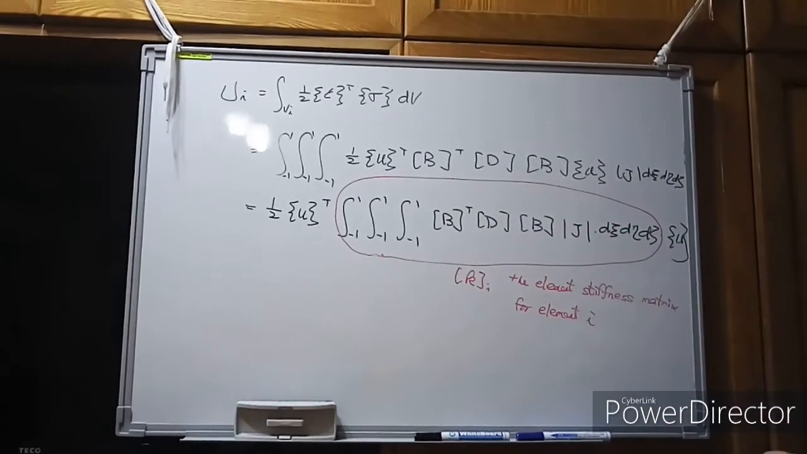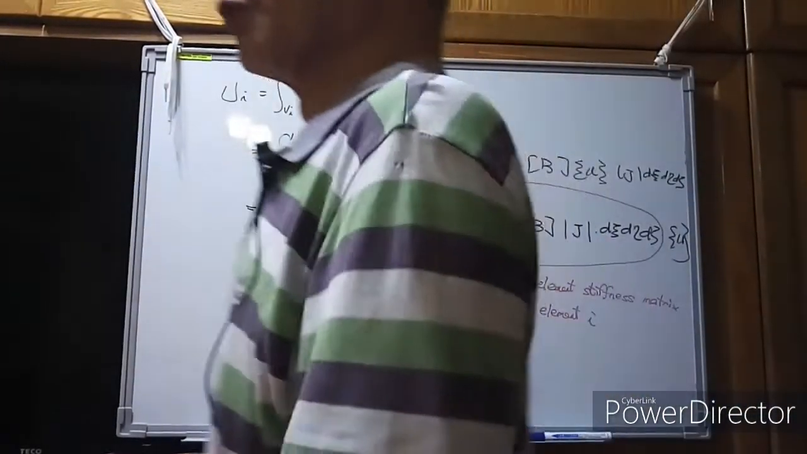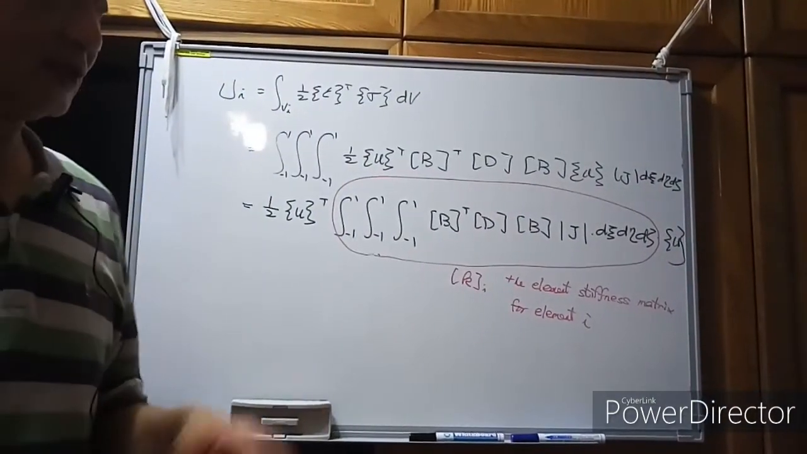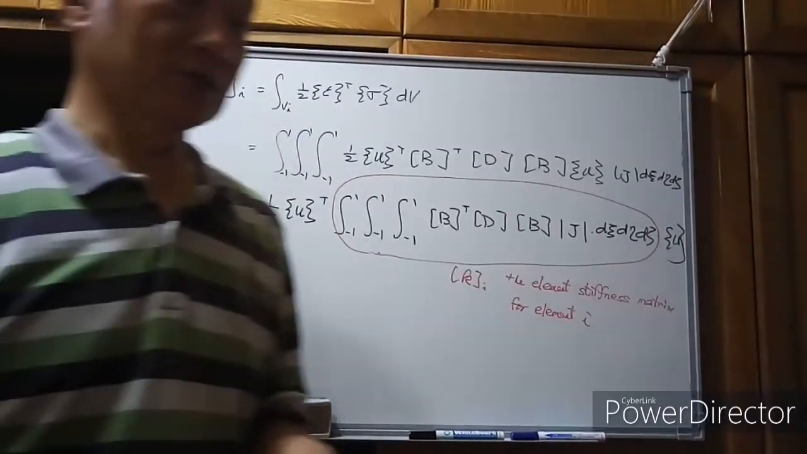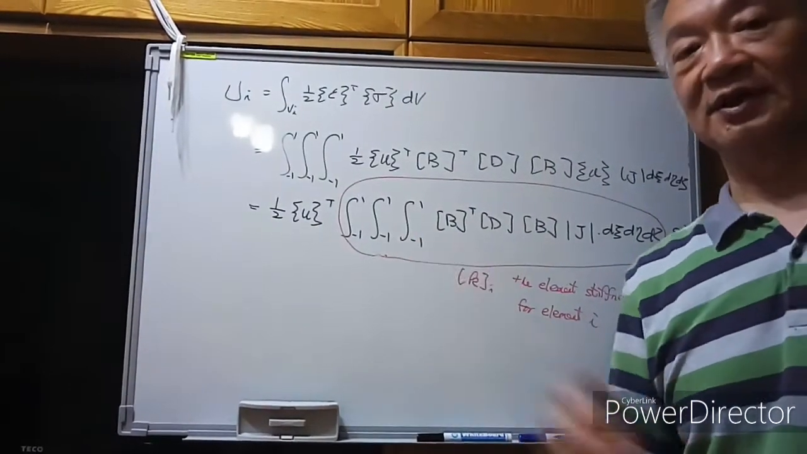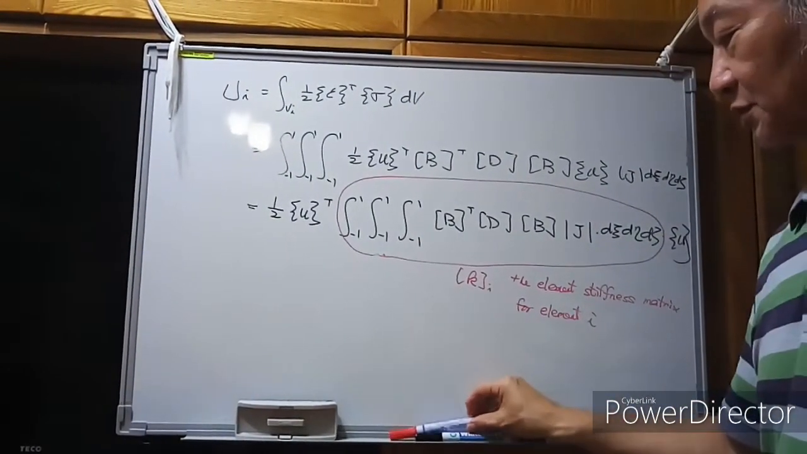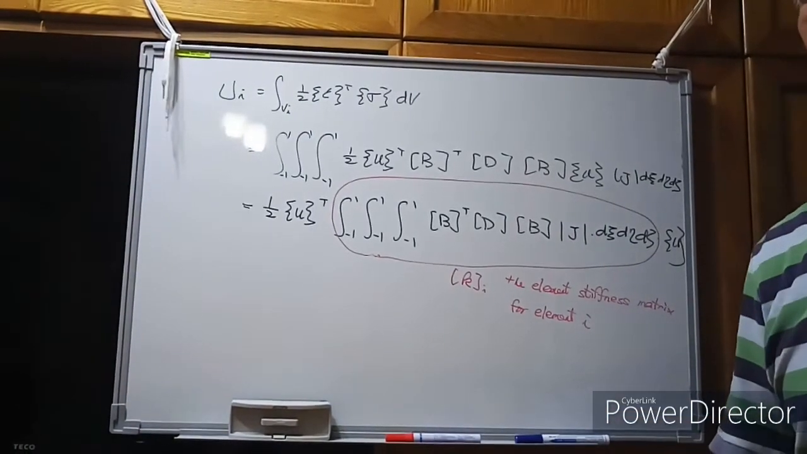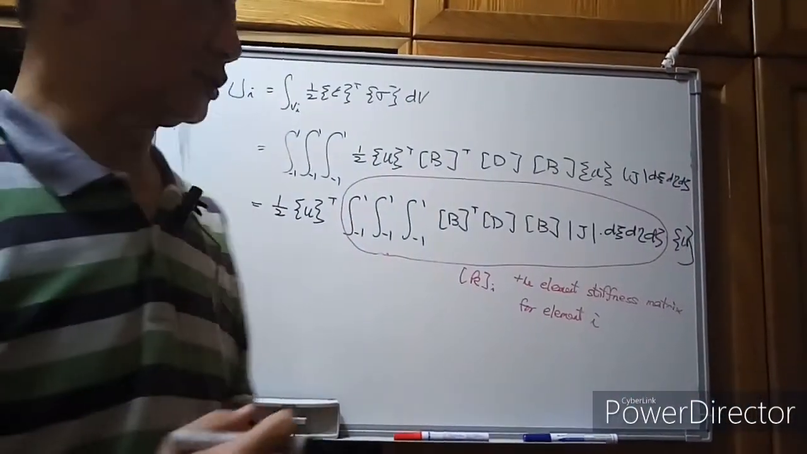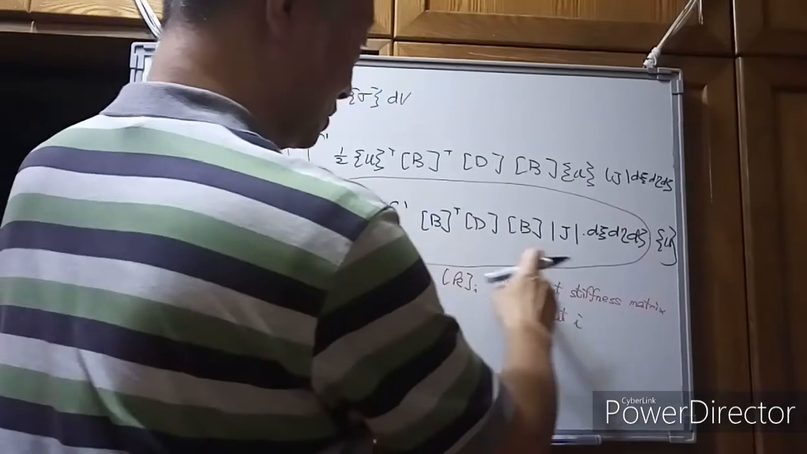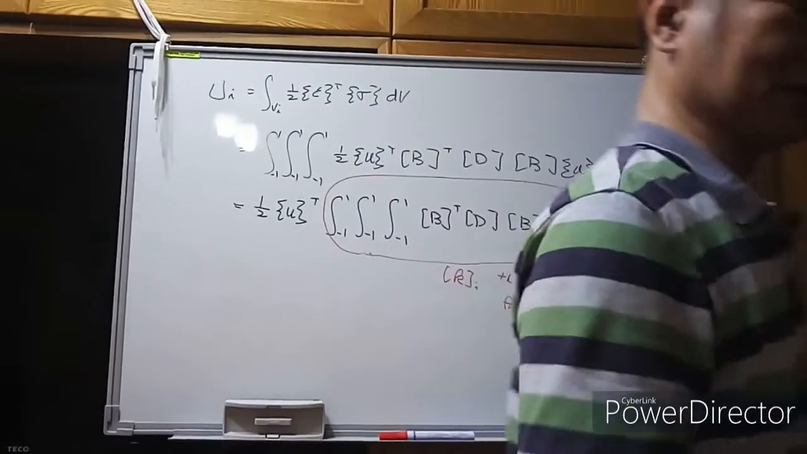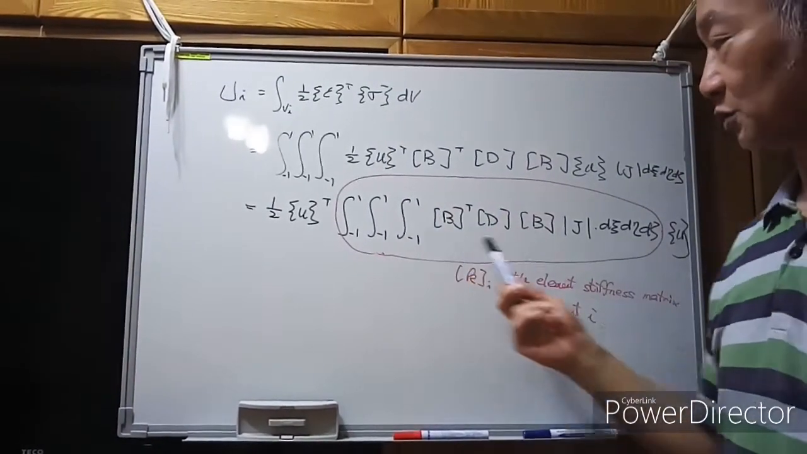And we will use numerical integrations to calculate the K matrix. For numerical integrations, usually we will use the Gaussian quadrature. That's the numerical integration. And remember, when we consider the triple integrations, we will calculate the inside integrations first.